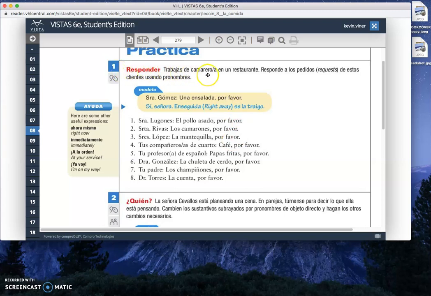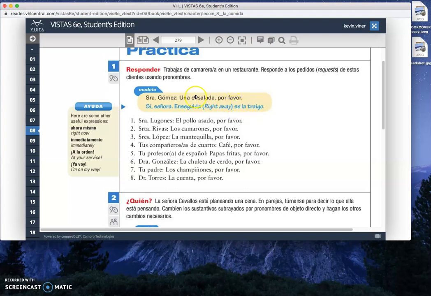Responder. Trabajas de compañero o compañera en un restaurante. Responde a los pedidos de estos clientes usando pronombres. All right. So let's look at the modelo. Here we have Señora Gómez, and she's asking for una ensalada, por favor. So we can say, sí, señora. Enseguida se la traigo. Se la traigo.